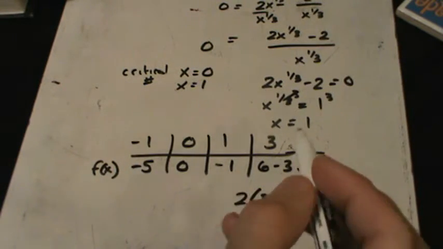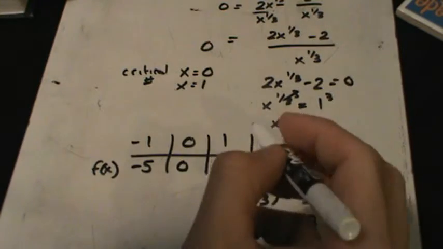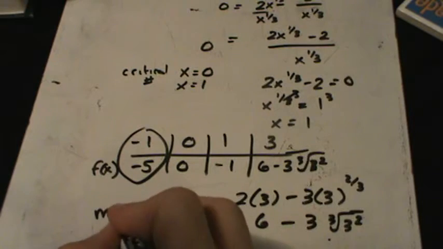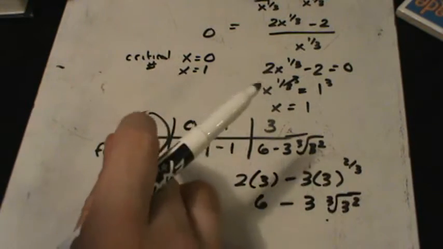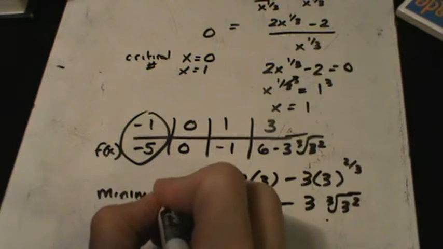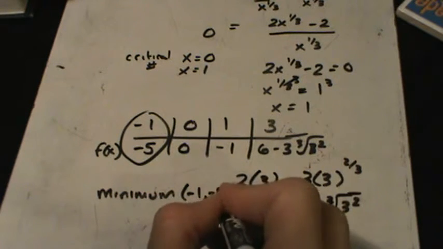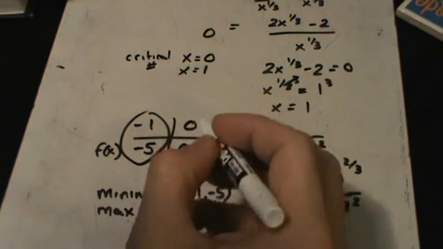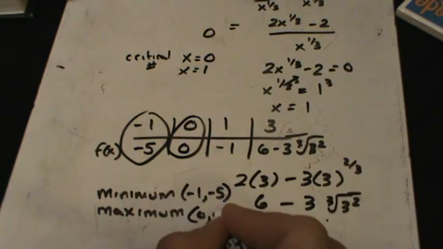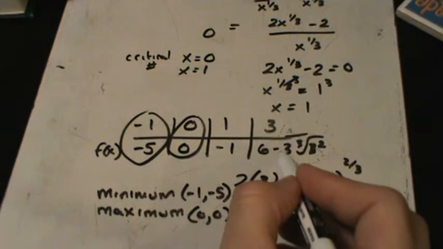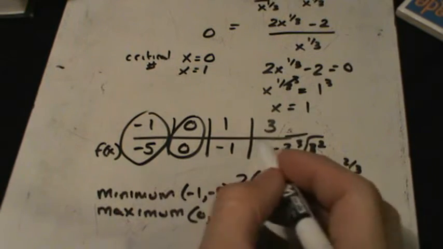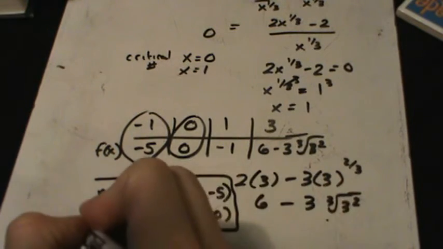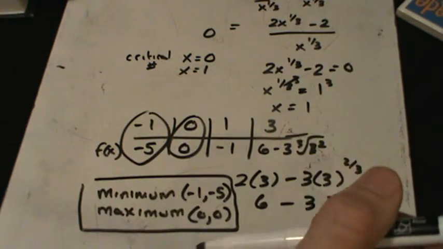But again, it's not going to make a difference because it's not our least and it's not our greatest. Our least is going to be negative 1.5. So our minimum is going to be negative 1, negative 5. And our maximum is actually going to be the 0, 0, because we know this other value is going to be negative and a little less than 0, not too far down. Okay, so this is what we have to do when we end up getting a fraction as a derivative.